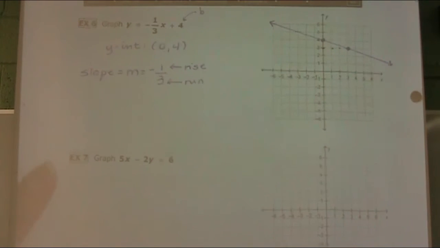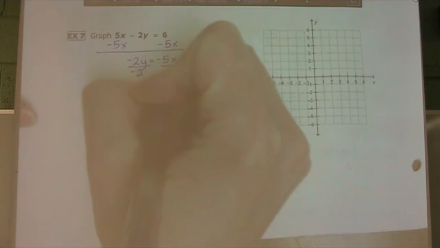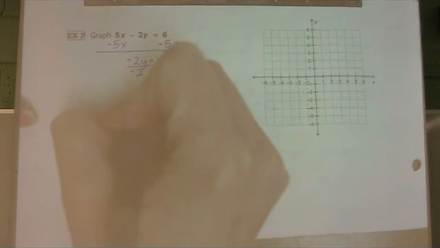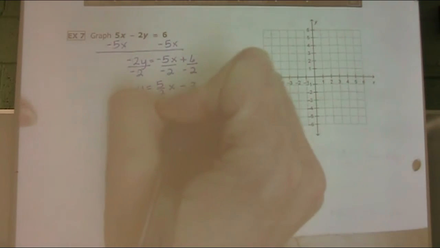All right, let's go to a second example. This one is not written in slope-intercept form. So our first task will be to write it in slope-intercept form. So the first thing I want to do, get 5x to the other side by subtracting 5x on both sides. So I have negative 2y equals negative 5x plus 6. And I need y by itself, so I'm dividing everything by negative 2. So I have y equals positive 5/2x minus 3.